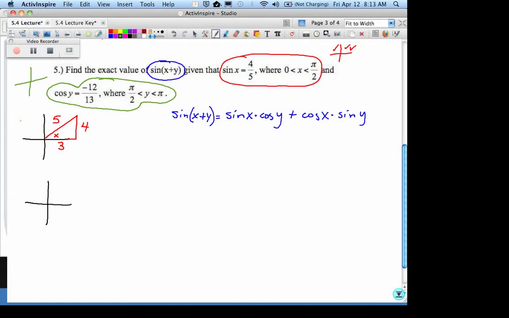I'm still going through the work, even though we probably don't need to do this, but where's cosine negative? 2 and 3. But where is pi over 2 to pi? 2. Normally they give us half of the circle, but they're just giving us one quadrant. So I should draw this triangle in the second quadrant. We're going to call it triangle Y. That is adjacent 12, hypotenuse 13, but the 12 is negative because it went to the left. What's the missing side? 169 minus 144 is 25. So the missing side is 5.